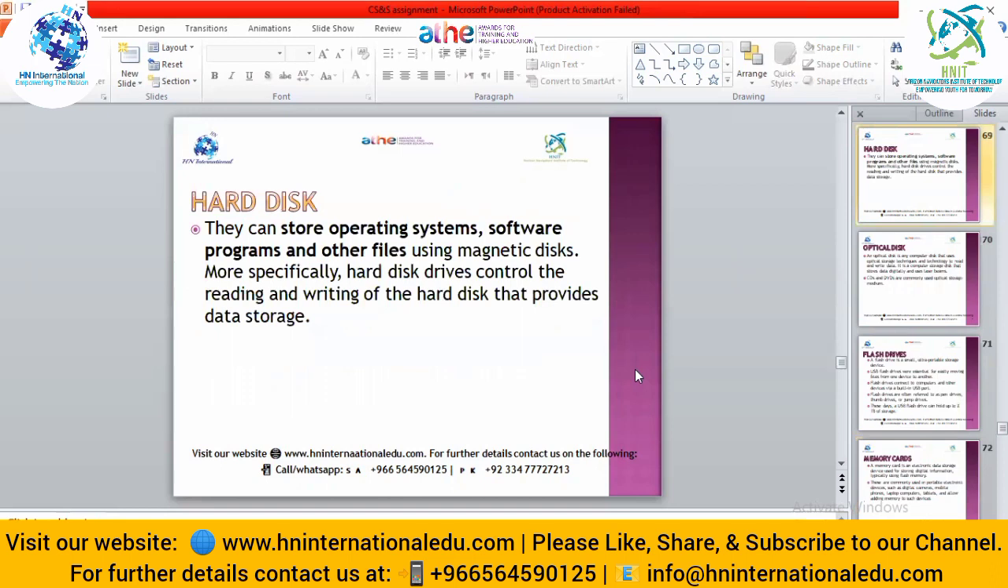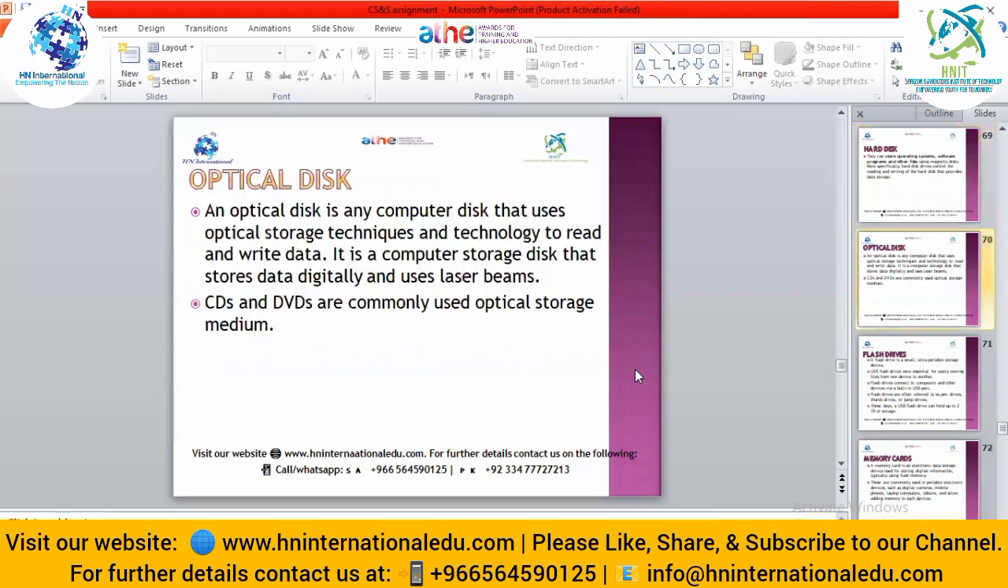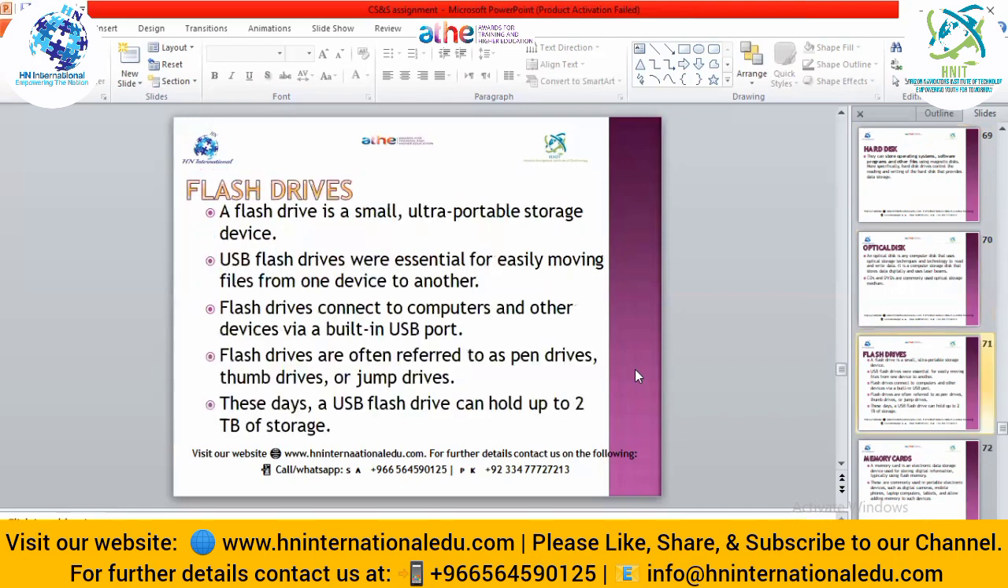Internal devices include hard disk and the external include USB storage, CDs, DVDs. A hard disk stores the operating system, software programs and other files by using a magnetic disk. So magnetically we are storing data inside the hard disk, and the hard disk drive is responsible for reading the data from the hard disk and writing the data to the hard disk. On optical disk, we are using laser technology to store the data, and also the laser beams are responsible for reading that data from the optical disk. So CDs and DVDs are examples of optical storage media.